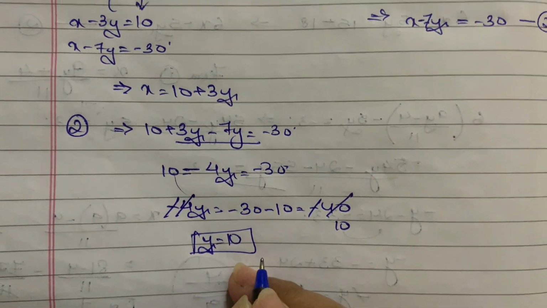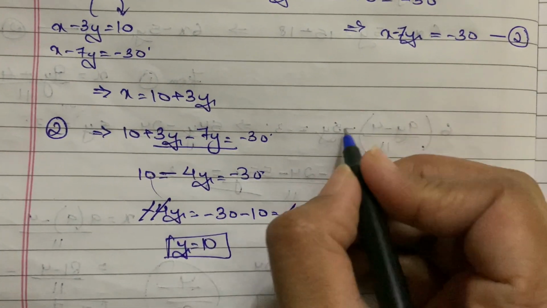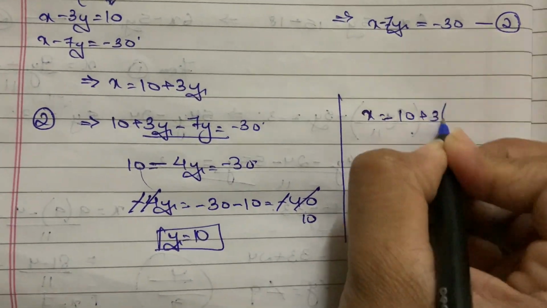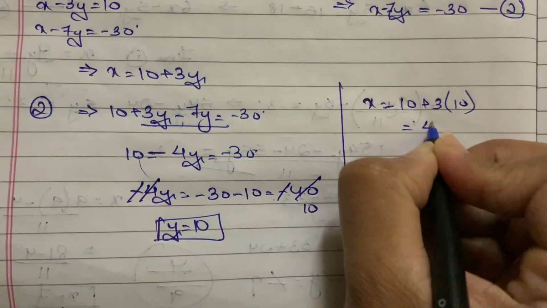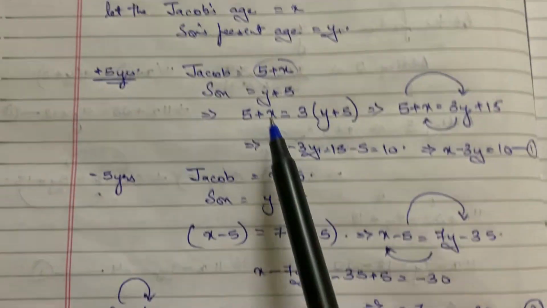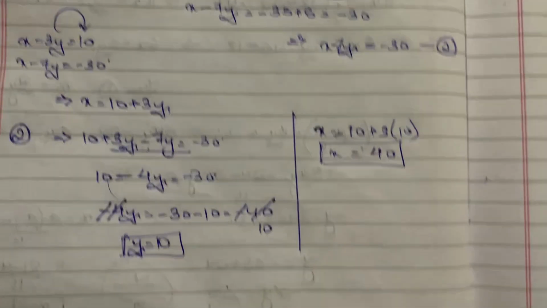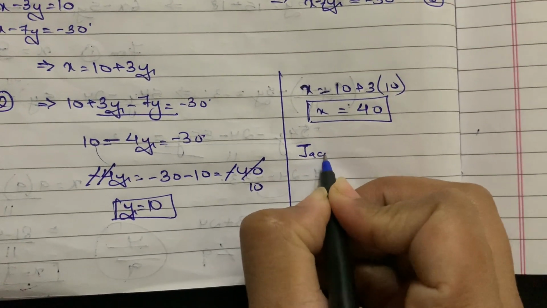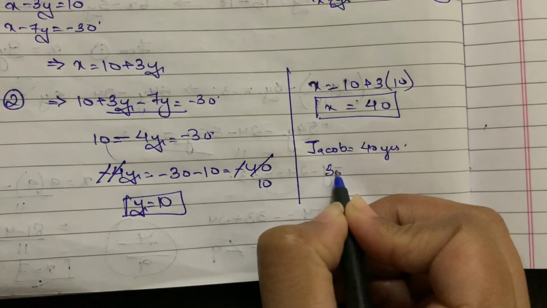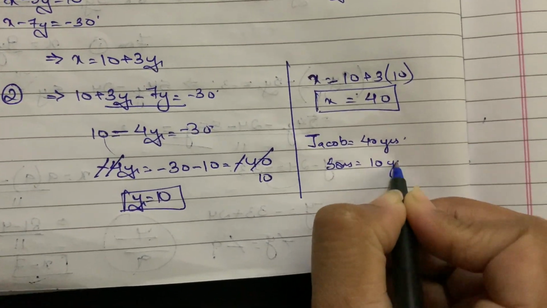Now once I get Y is equal to 10, I'm going to substitute it in here to get my X value. So X is equal to 10 plus 3 times 10, that is 30 plus 10, which is 40. X was the father, Jacob. So Jacob's age is 40 years and the son's age is 10 years is what you get.